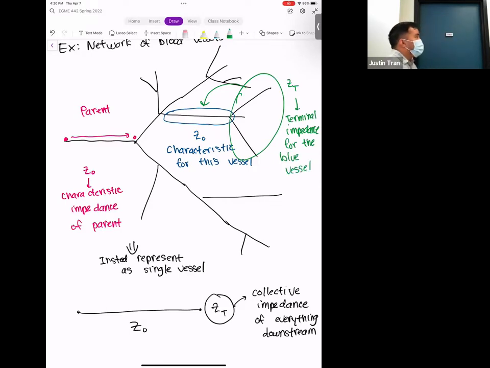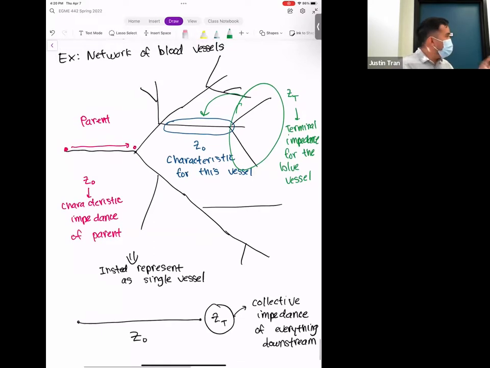And so what you interpret as terminal impedance and characteristic impedance really depends on which vessel you're focusing in on. When you're looking at a big network like this, it's always good to focus on just one particular vessel at a time and say, okay, what's everything downstream of this? Let me just characterize that as the terminal impedance. And then the vessel itself that I'm looking at has a characteristic impedance. Okay. So what you consider terminal and characteristic really just depends on which vessel you're looking at.